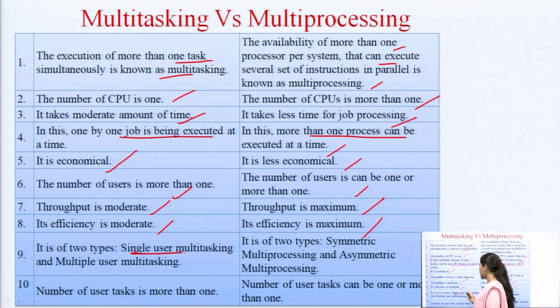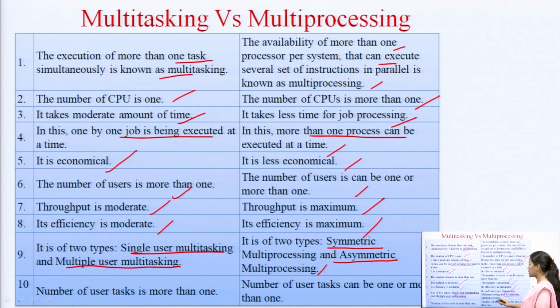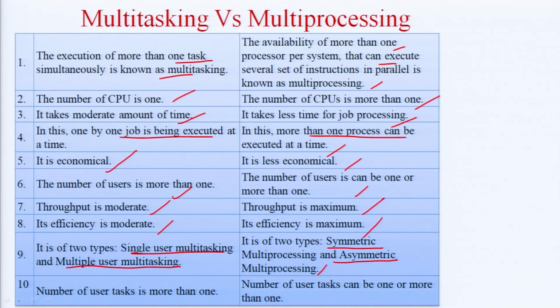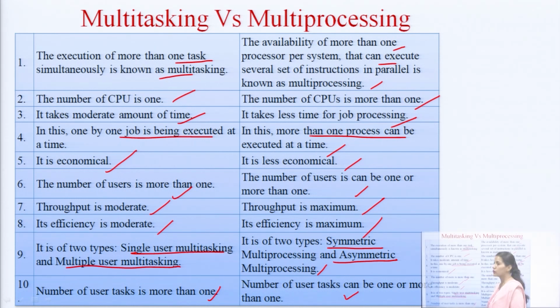Multitasking is of two types, single user multitasking and multi-user multitasking. In case of multiprocessing, there are two types, symmetric and asymmetric, based on whether there is one processor which is responsible for performing the tasks of the operating system, working as a master device. The last point is the number of users. User tasks are more than one in case of multitasking, and in case of multiprocessing, the number of user tasks can be one or more than one. So, these are the basic differences between multitasking and multiprocessing, and according to the application we can prefer any of these systems.